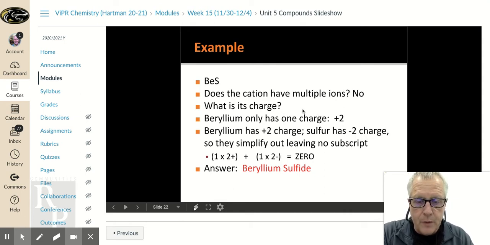This combination of elements would typically form beryllium sulfide. Beryllium being a plus 2 charge and sulfur being a minus 2, they directly go together, and that's why it's BeS. Beryllium sulfide is the name of that.